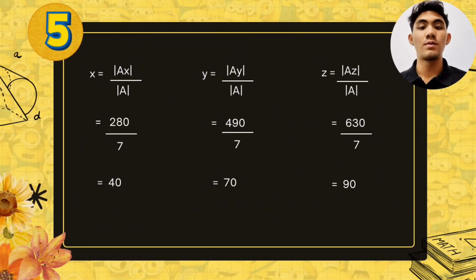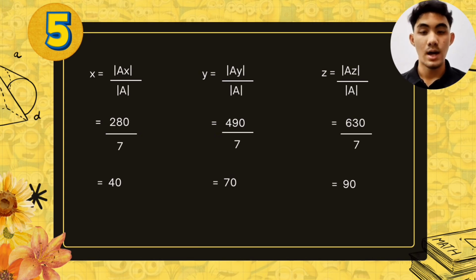And now I will find the values of x, y, and z by using Cramer's rule. For x, I divide the determinant of AX by the determinant of A. That gives 280 divided by 7, which equals 40. For y, I do the same process: the determinant of AY is 490, and when I divide it by 7, the answer is 70.